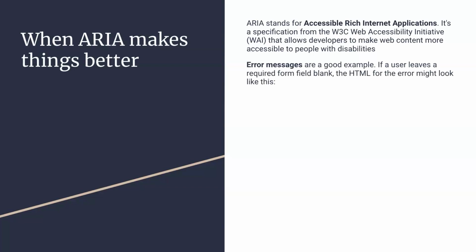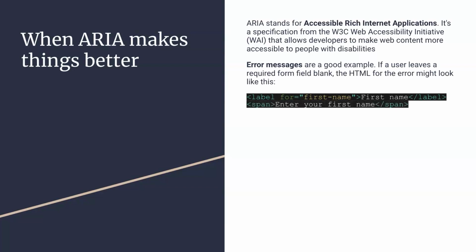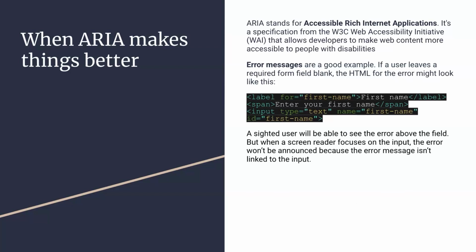Error messages are a good example. You might have an HTML form, for some reason because you're having difficulty, where the HTML for the error might look like this. You've got a label for first name, you've got a span, enter your first name, and you've got an input type of text. When the error is true, that error span may come up. A sighted user can see the error on the screen because it'll be in red and says enter your first name.